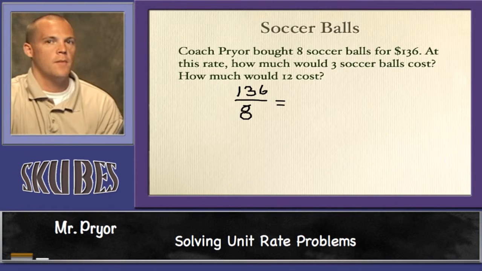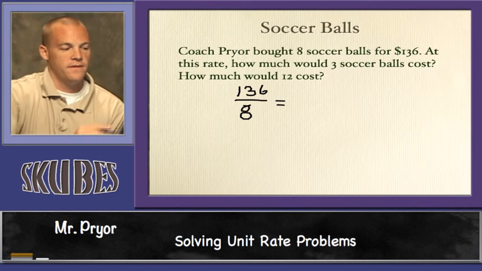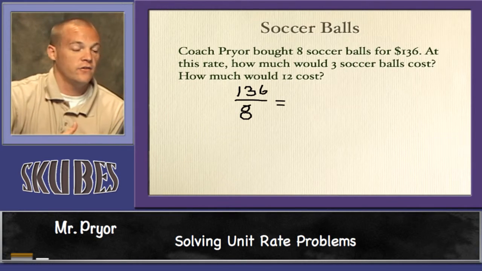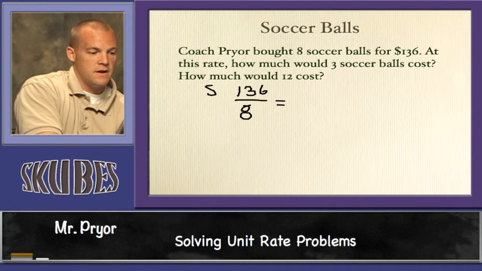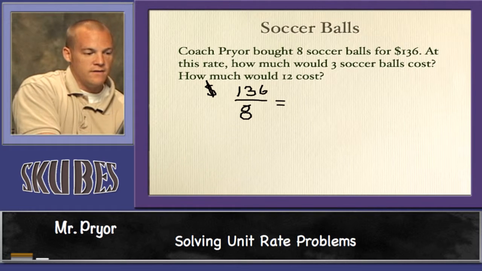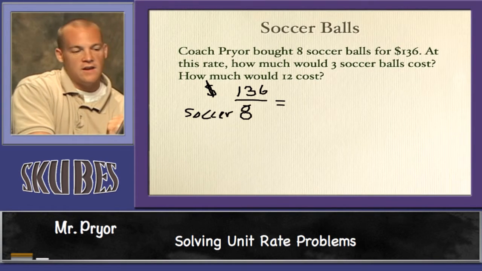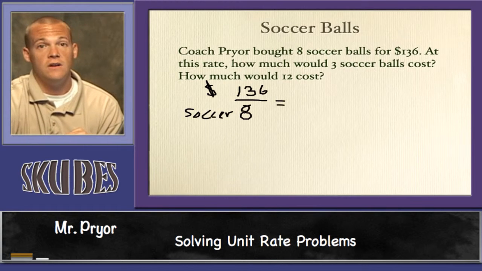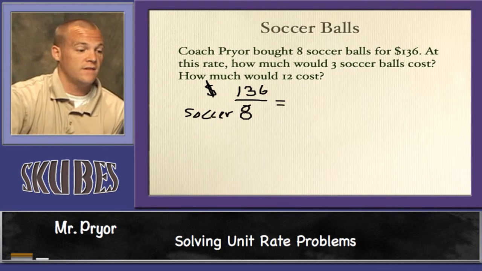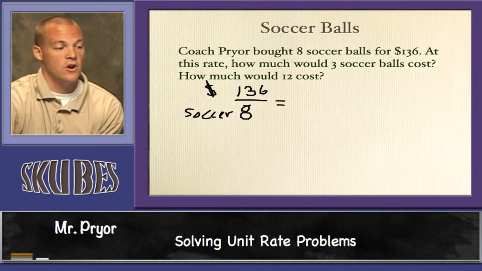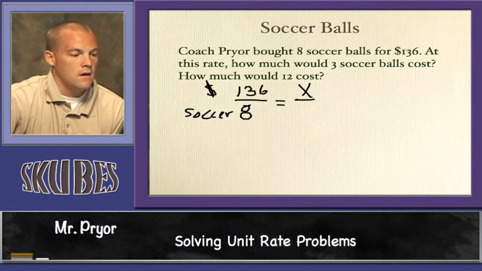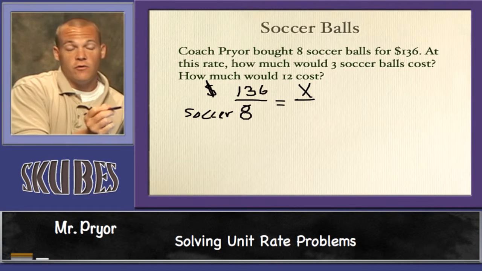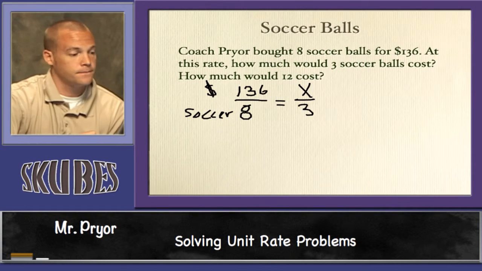Now the key to setting up a proper proportion is making sure that you put the like amounts over each other. So in other words, you want to put the money over the soccer balls in this case. Here we have the money. Down here we have the soccer balls. So when you set up your second fraction, you need to make sure that you keep it in that order. So it says, how much would 3 soccer balls cost? Well, we don't know the money, so that's our unknown, x. And now we need to figure out how much 3 would cost. So the 3 is the number we're trying to buy, so we go ahead and write 3.